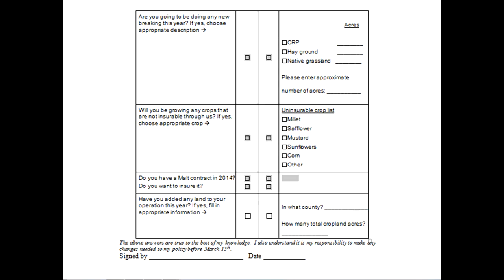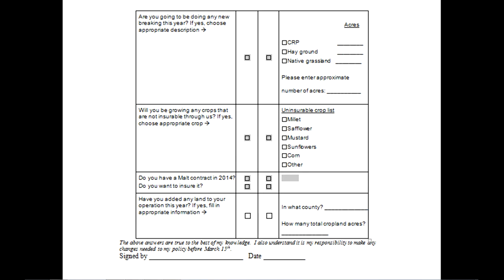Will you be growing any crops that aren't insurable through us? You may not know what's all insurable in your county, so if it's something questionable, just check yes here and write it over there. It may not be just these crops. It might be something different, whatever you come up with, basically a crop that you know is possibly not insurable on your crop insurance anyway. Please check yes and list it on the right-hand side so we can get that sorted out as well. That has to be done by this March 15th deadline too.